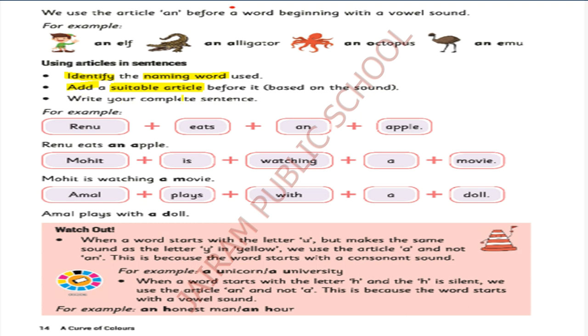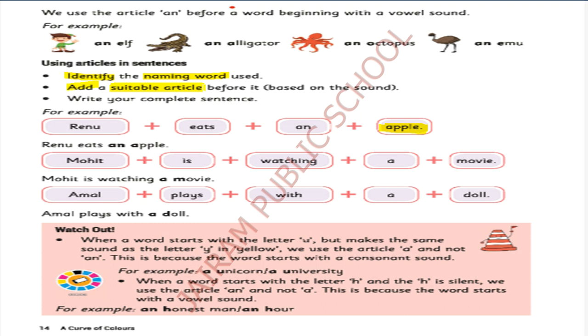Okay, write your complete sentence. First look at the example sentence. Renu eats an apple. First of all, look at the naming words. Here two naming words are there. Renu is a naming word, apple is a naming word. We are going to add an article in front of apple. How many apples are there? One apple. So it is singular. We have identified the naming word. Apple is a singular naming word.